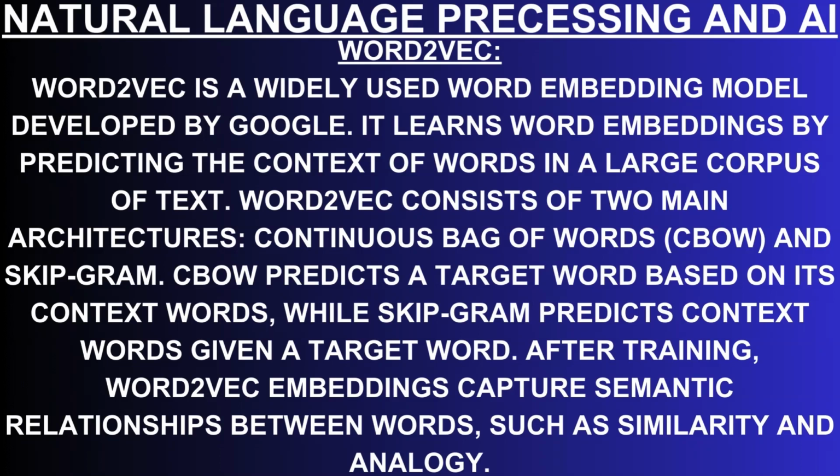Word2Vec consists of two main architectures: continuous bag of words (CBOW) and skip-gram. CBOW predicts a target word based on its context words, while skip-gram predicts context words given a target word. After training, Word2Vec embeddings capture semantic relationships between words, such as similarity and analogy.